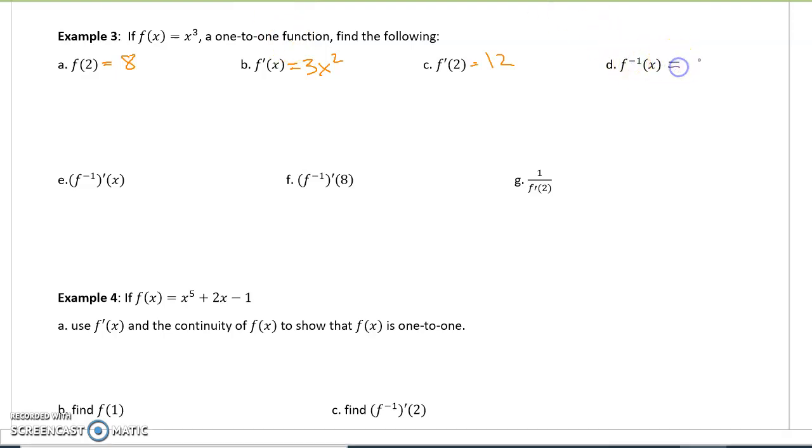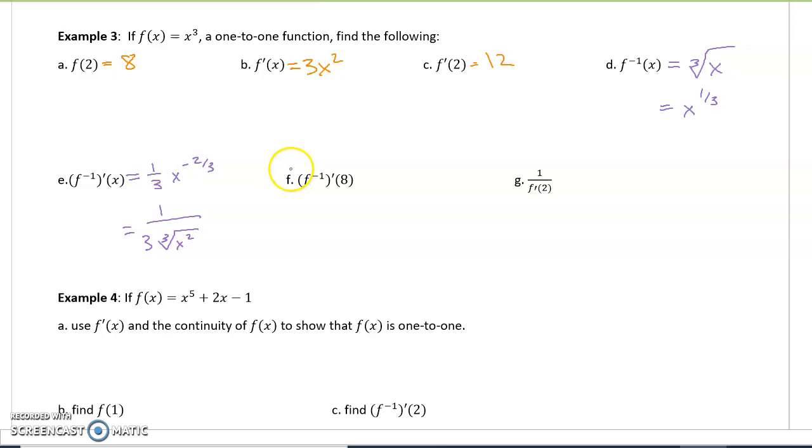Well, the inverse of x cubed is the cube root of x, because that's what undoes cubing, right? Cube roots and cubes are inverses of each other. So what is the derivative of the inverse? Well, this is the same thing as x raised to the 1/3, so a quick power rule tells us this is 1/3 x to the negative 2/3. Or, if you prefer, you can write it as 1 over 3 cube root of x squared.